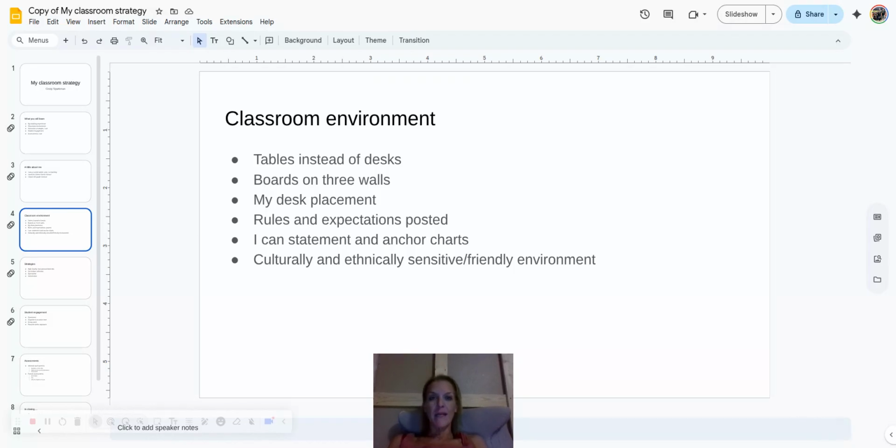I can statements and anchor charts are all around my room. Anchor charts come with my curriculum actually, but I can statements, I do have them posted on the board every day. I do read them off, and believe it or not, as much as teachers complain about them, they were beneficial last year. So I do read over my I can statements with my students. I do reference my anchor charts.